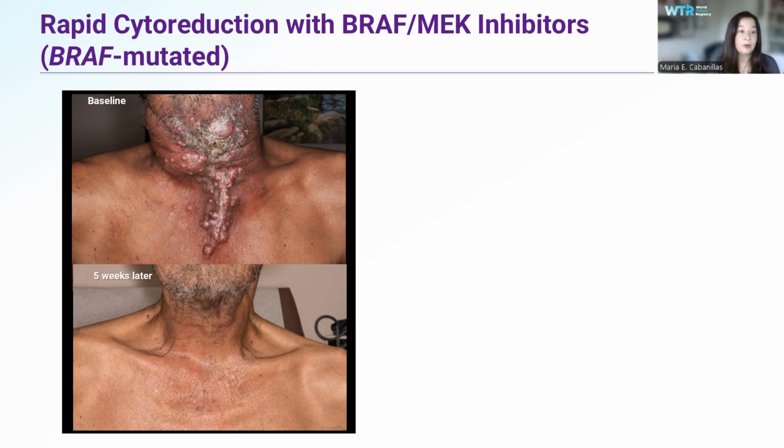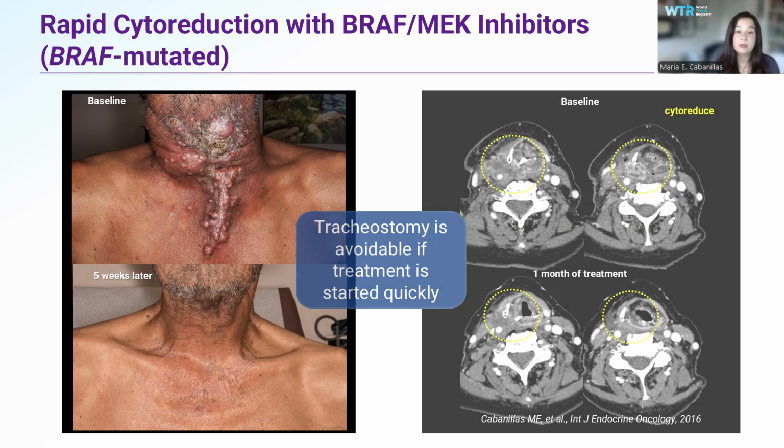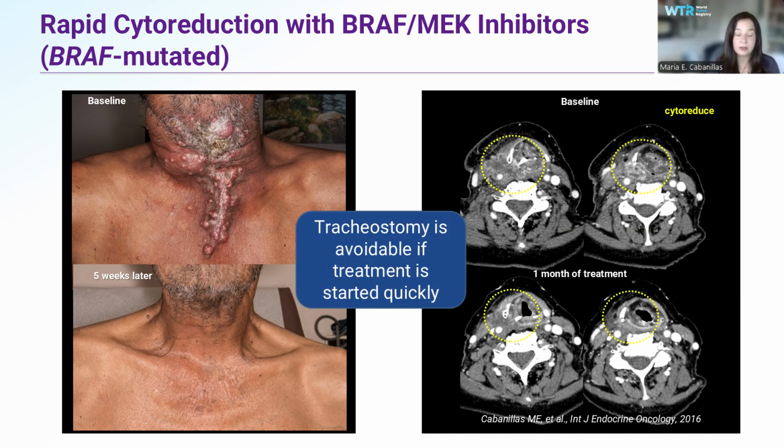This is an example of patients who underwent treatment with dabrafenib and had very rapid responses. So this is a gentleman here with disease metastatic to the skin, and you see 5 weeks later on dabrafenib, he has had a very nice response. On the right is a patient who refused a tracheostomy, and then after 1 month of treatment, you see there is no tracheostomy because she was put on dabrafenib and had a very nice response that opened up her airway.